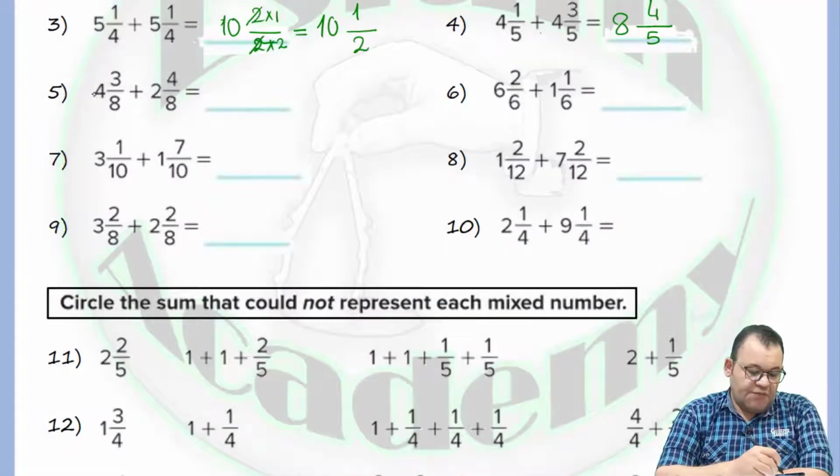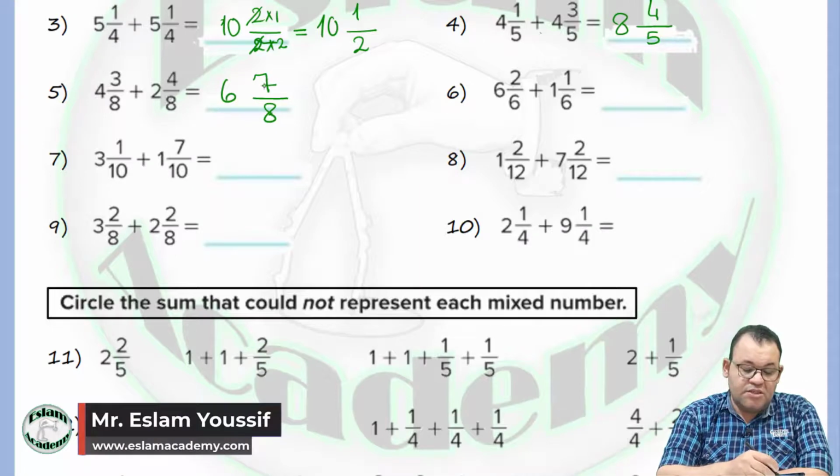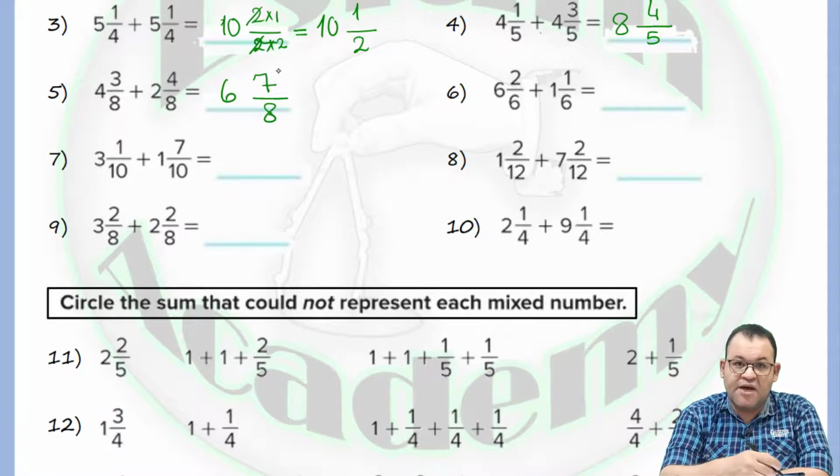Again in question number 5. 4 and 3 over 8 plus 2 and 4 over 8. Now add the whole numbers, which gives 6. And 3 over 8 plus 4 over 8, we write 8 without any change. 3 plus 4 equals 7. So the answer now is 6 and 7 over 8. After we finish, look at the fraction 7 over 8. It is in the simplest form because there is no common factor between 7 and 8 except 1.